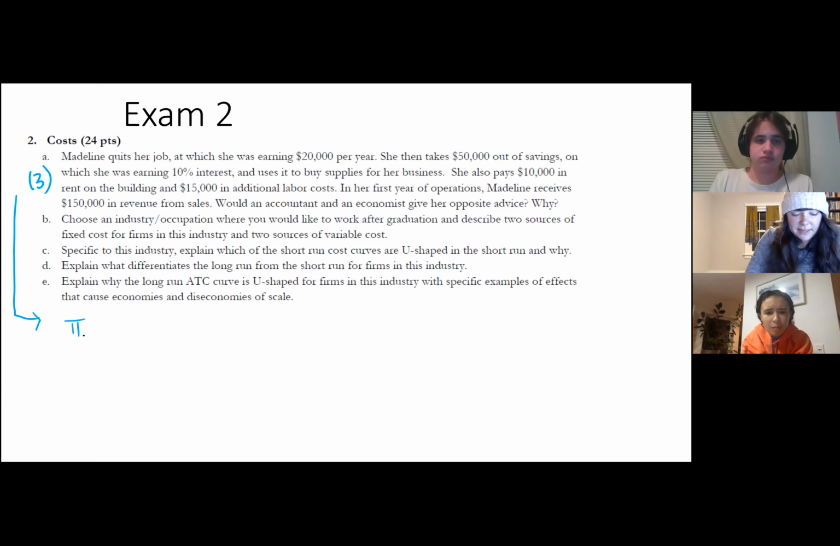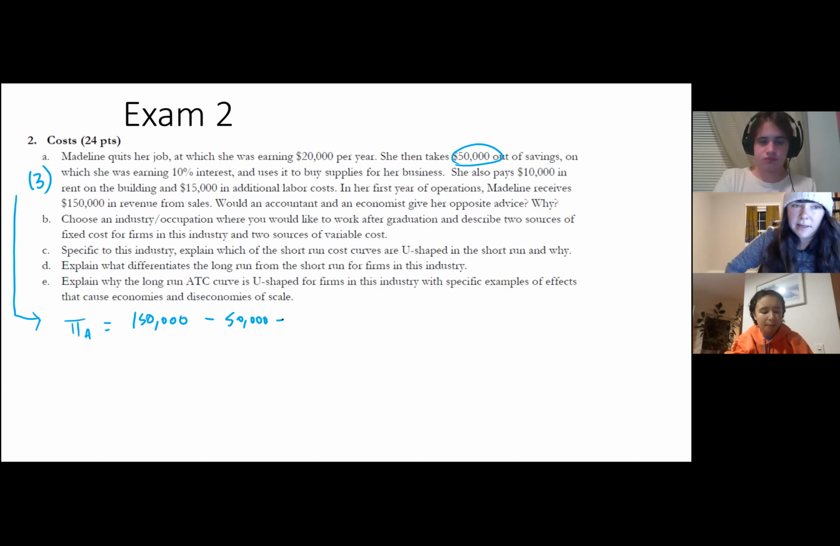The profit that the accountant will measure is the $150,000 in revenue minus the explicit cost. So an explicit cost is the $50,000 she spends on supplies, right? Supplies are a variable cost. And then the $10,000 in rent, a fixed cost. And the $15,000 on labor, another variable cost.